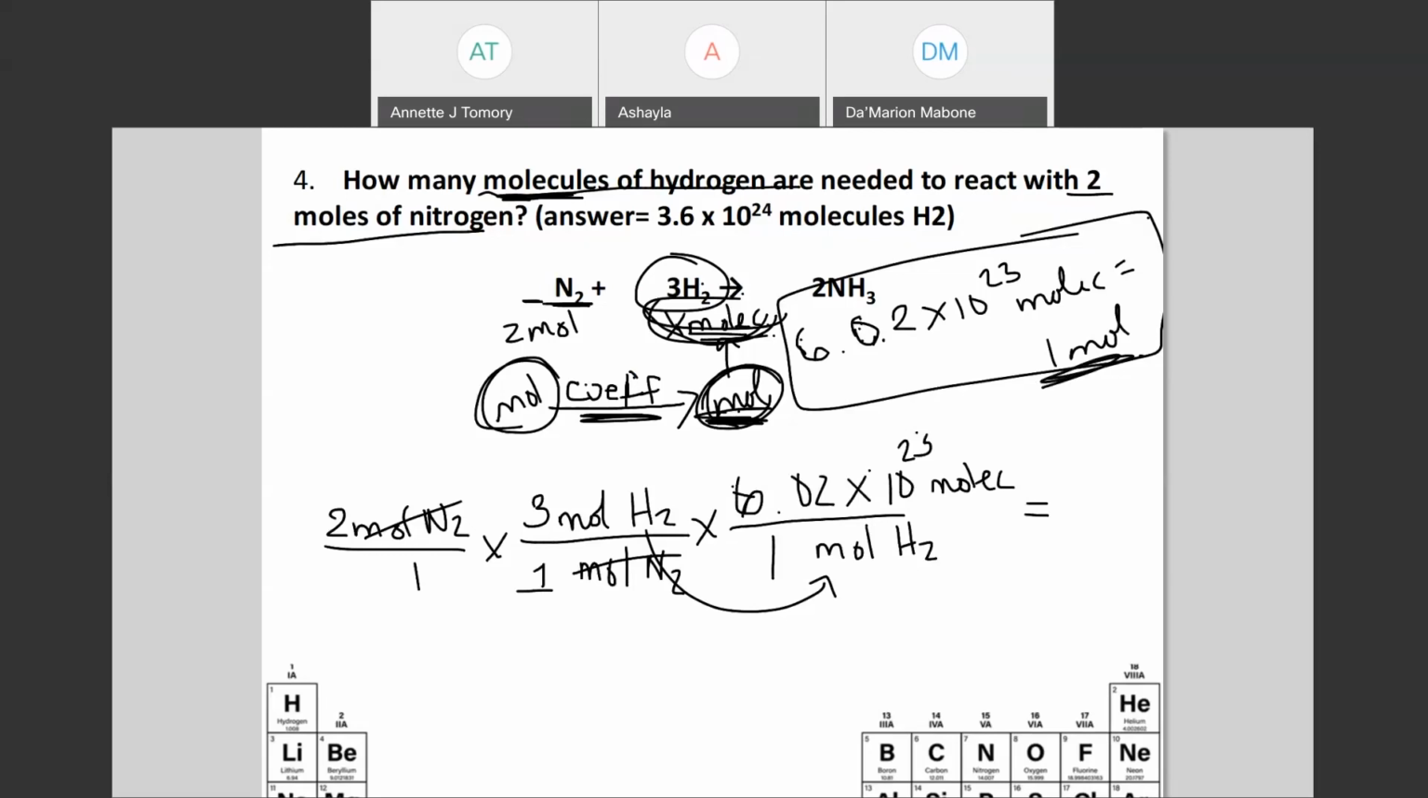All right, are we ready to put this into our calculator? Yeah, I am. All right. So 2 times 3, because it's on top, divide by 1 or do nothing, times 6.02 EE23. I got 3.61 EE24. Yay! I got the same thing.